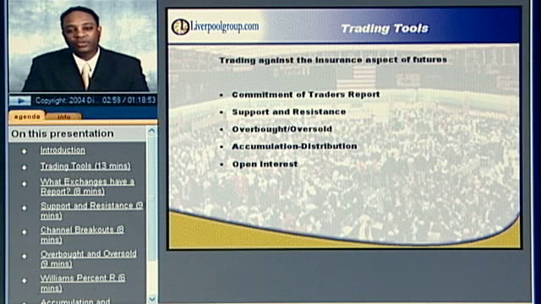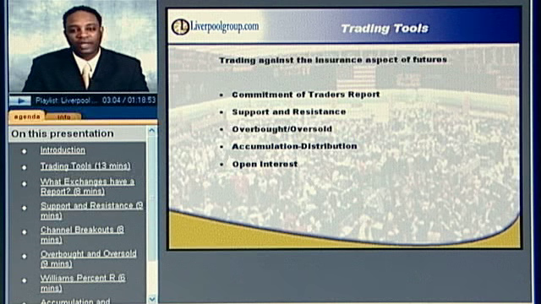Now, since futures were designed as an insurance tool for the hedgers, there are specific trading tools that I like to use and that I encourage the brokers and clients that I have to use when looking at futures investing. The goal is to really fixate on price and what price is doing and where it's going and how this relates to supply and demand. There are 5 key points that we'll go over today.